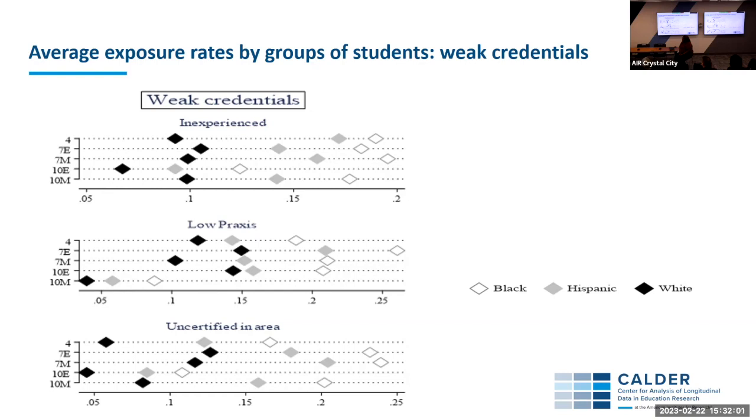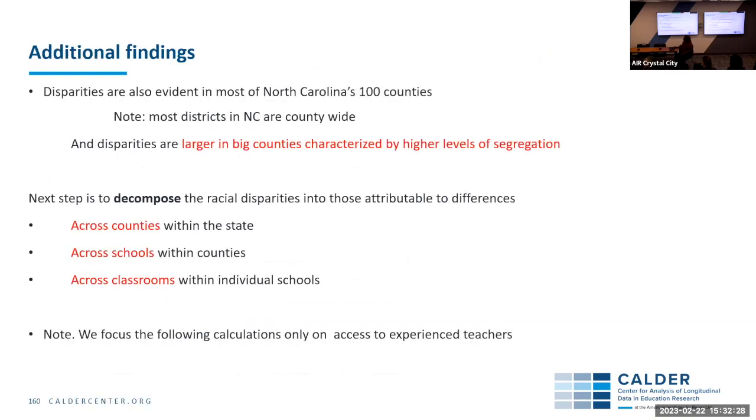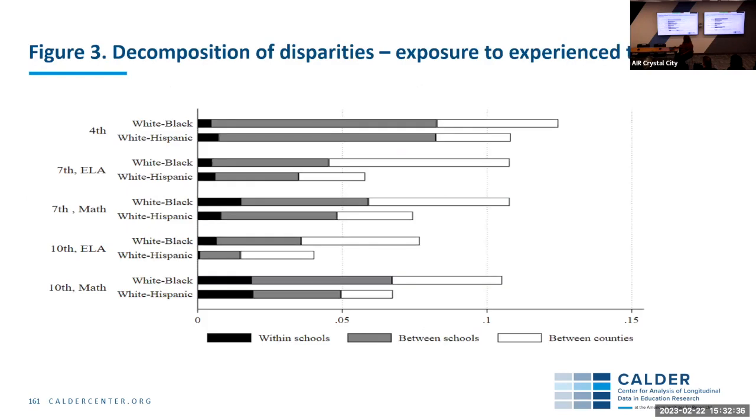The second step is to decompose these differences into ones that are attributable to differences across classrooms within schools, across schools within districts, but I will often refer to them as counties because those are the same, or in many cases the same, in North Carolina, and then across counties. So let's go to the next graph. We've done this graph. We need to go to the next picture. The next picture is showing our decompositions.